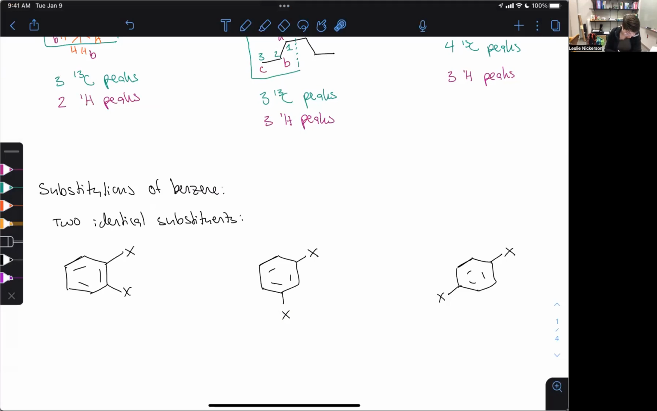So the thing that I want you to keep in mind here is I want us to remember the resonance hybrid of benzene. So it's really this fully delocalized circle. So when you're looking at symmetry for benzene, don't include the alkene bonds in that, okay?